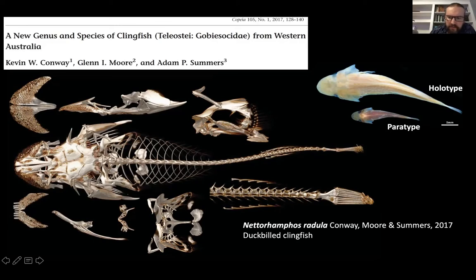So this was an interesting discovery, in my opinion. And we named the genus Netaramphus radula, Netaramphus meaning duck snout, and radula after the mouth parts of a snail, which the strange jaws reminded us of.